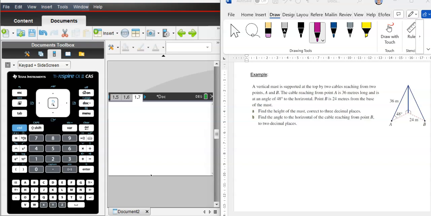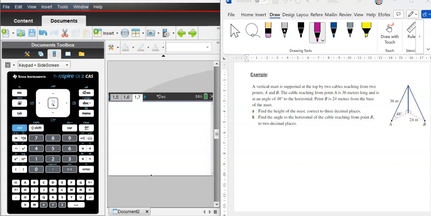So I thought I'd go through the four examples from the booklet that involve three-dimensional questions. The first example is looking at a vertical mast being supported by two cables from points A and B.